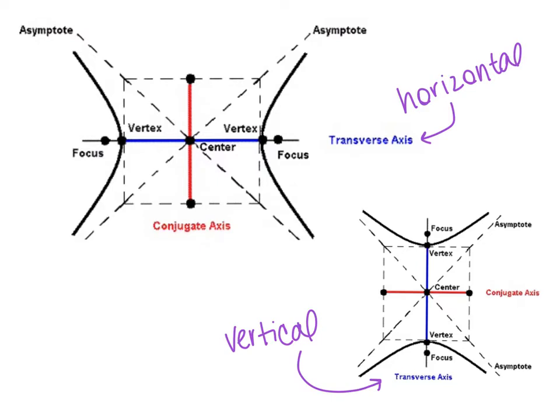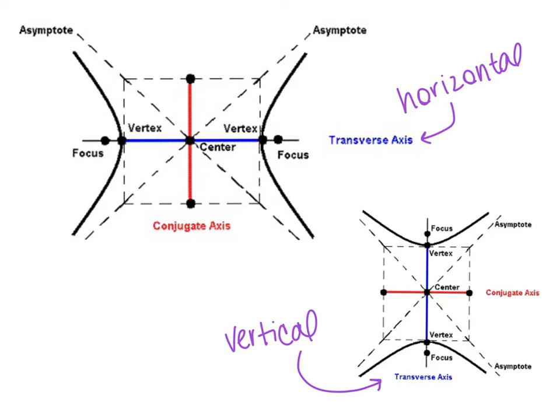of an ellipse, and it also has what we call a conjugate axis. So the difference between transverse and conjugate is that on the transverse lies the foci and the vertices and the center, and the conjugate axis runs through the center perpendicular to that other axis.